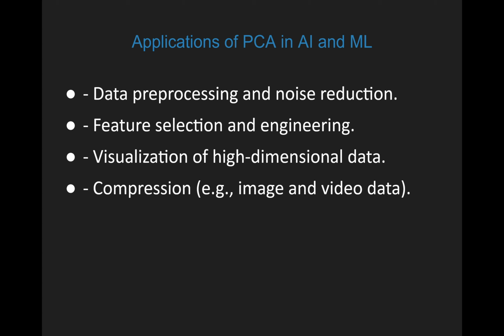Moreover, PCA can identify and eliminate multi-collinearity among features. In regression models, correlated features can lead to unstable coefficient estimates and poor generalization. So by projecting the data into orthogonal space, PCA removes linear dependencies and improves model robustness.